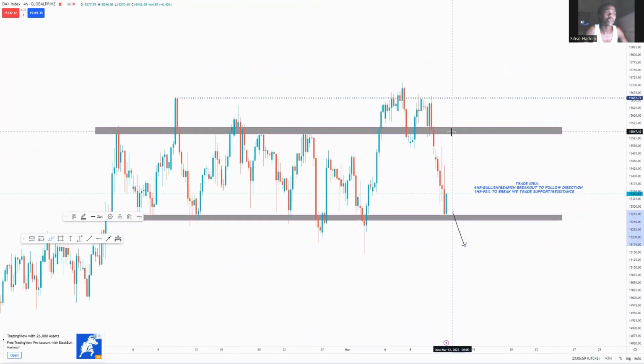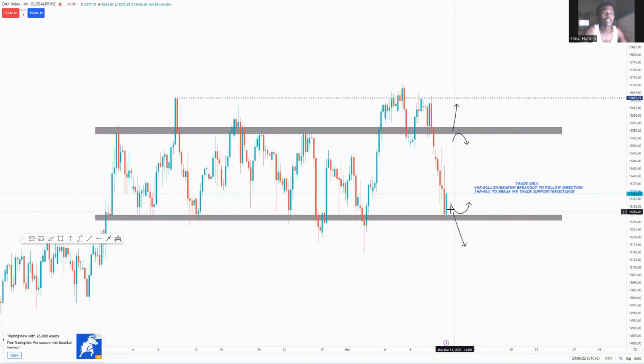For price to either break out or do what? Or trade support and trade resistance, right? So my trade idea is bullish or bearish at breakout to follow my overall direction. With a bear breakout, I continue to the downside. With a bullish breakout, I continue to the upside. On our hourly, if price fails to break, we trade support and resistance.